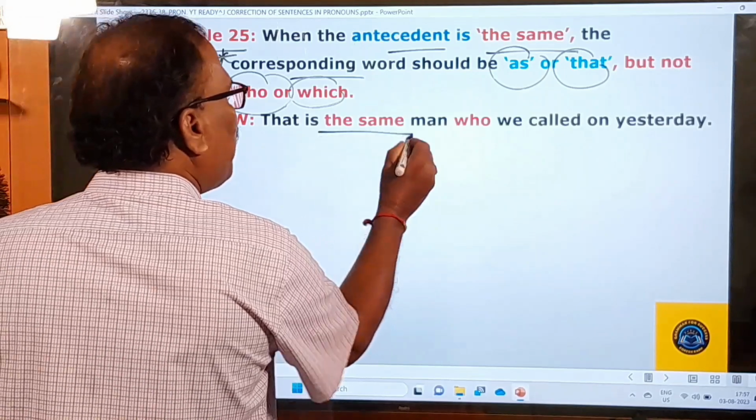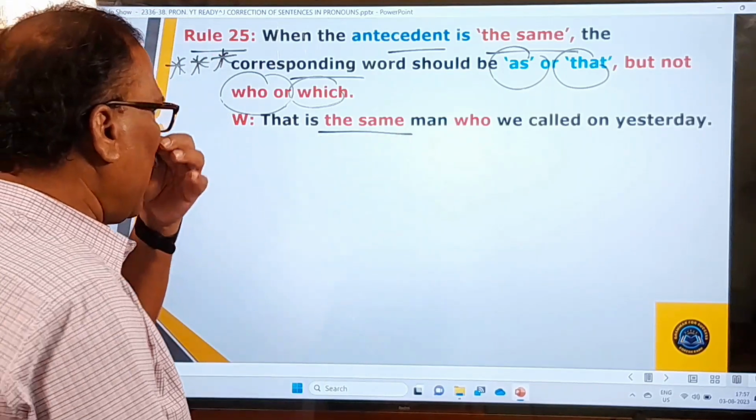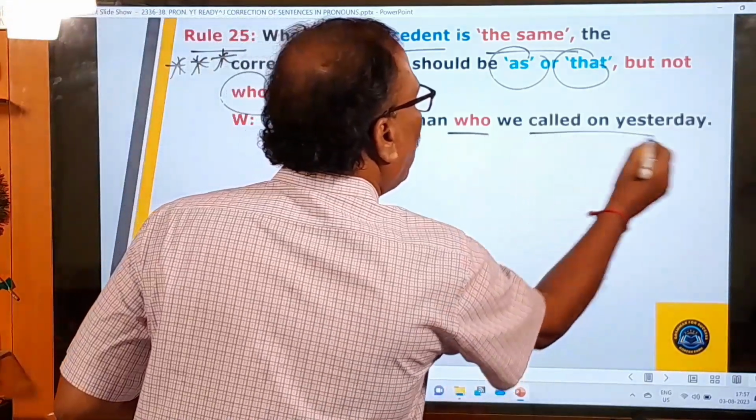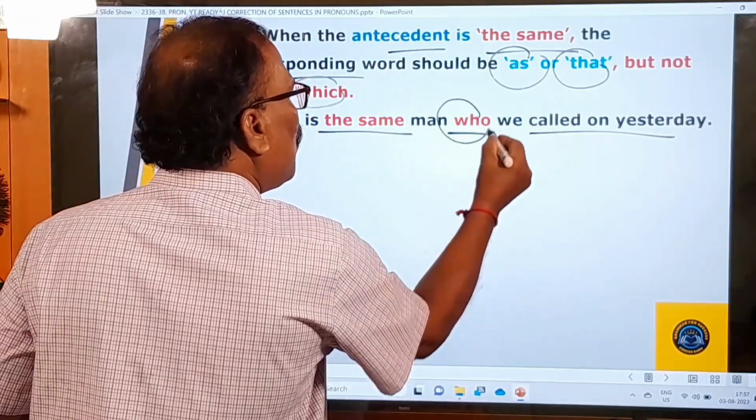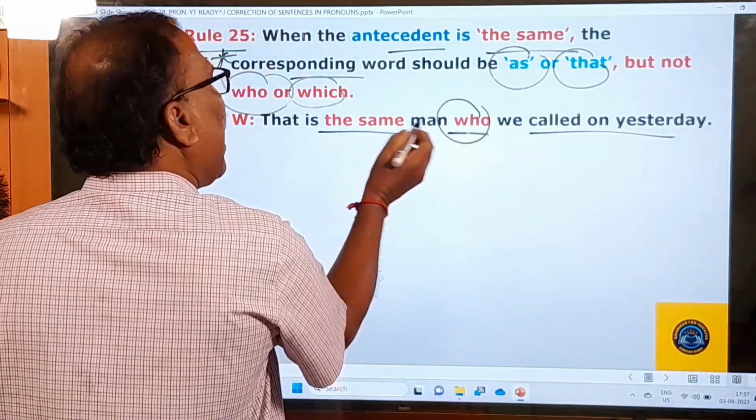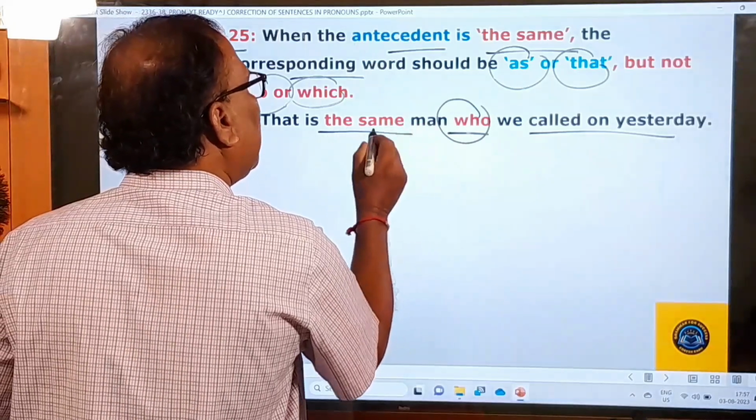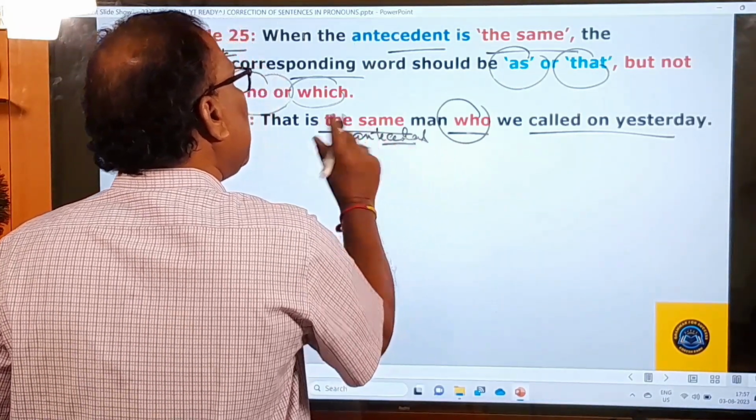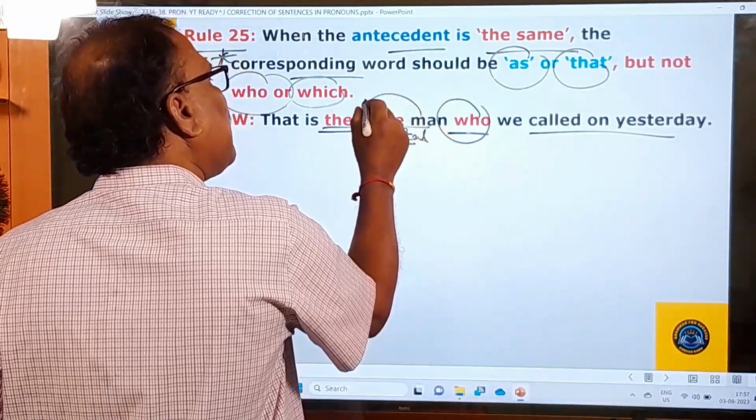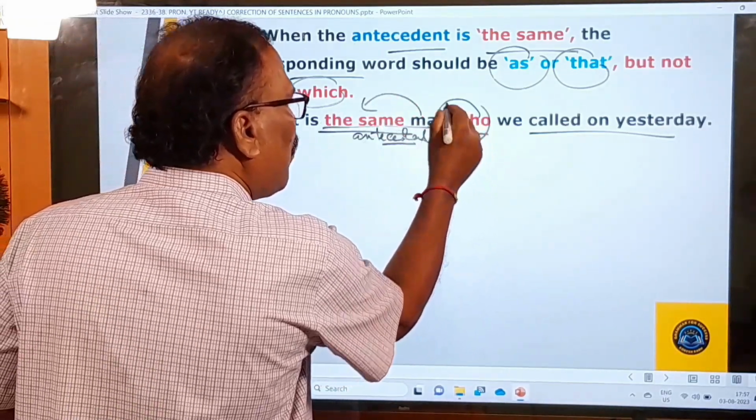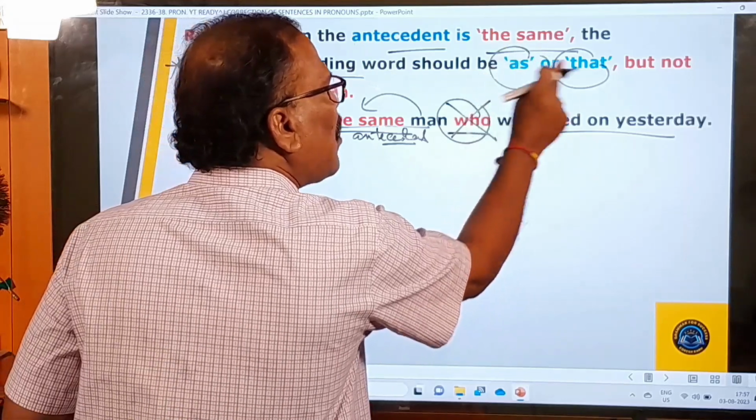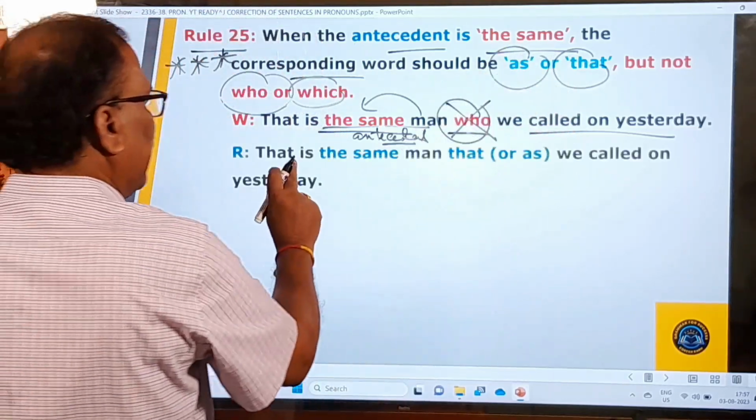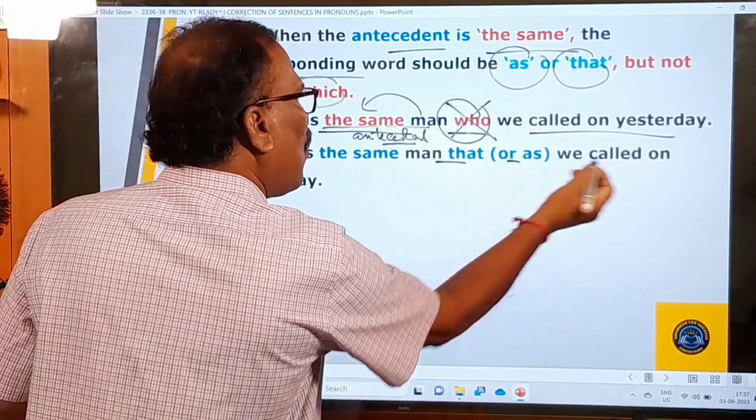That is the same man. That is the same man who we called on yesterday. Here, this who is wrongly used. The same man is the antecedent. Whenever the antecedent begins with the same, then it should not be who. What should be there? Either as or that. So that's why here, that is the same man that or as we called on yesterday.